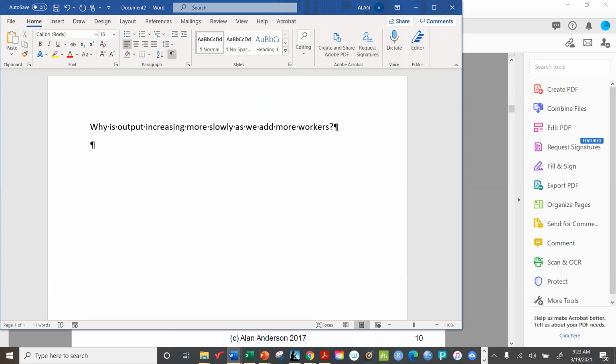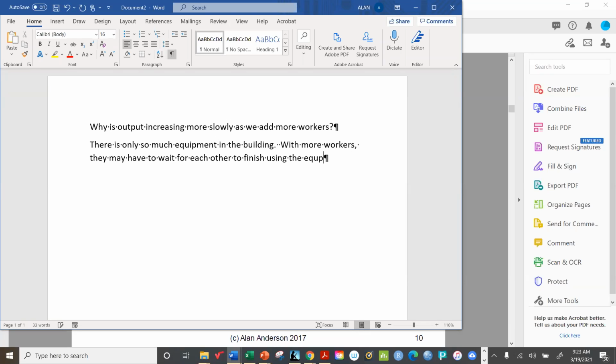Well, there's a couple of reasons for that. First of all, there is only so much equipment to work with in the building. Okay, with more workers, they may have to wait for each other to finish using the equipment to use it themselves. And people are standing around waiting.